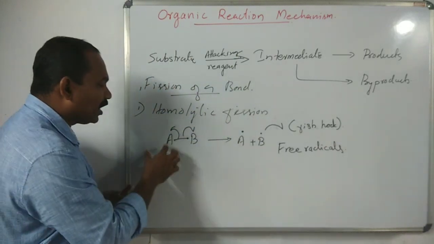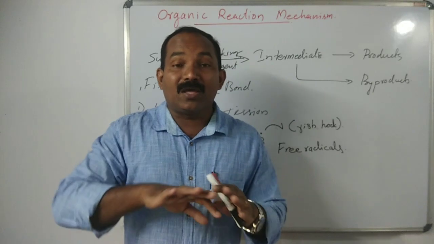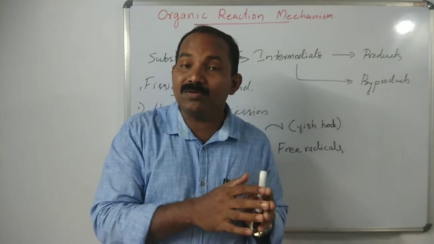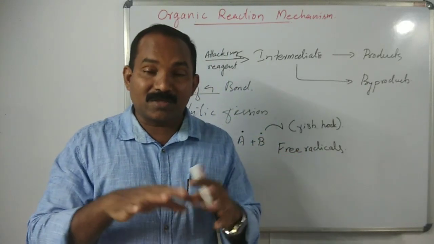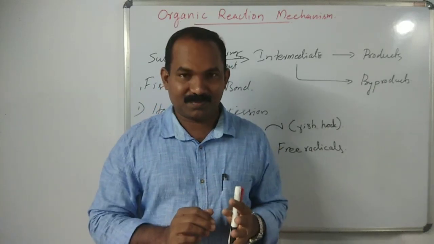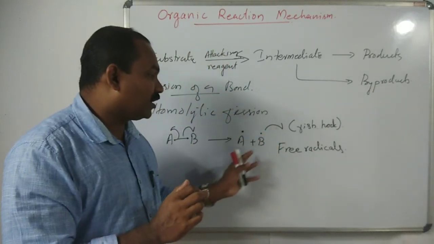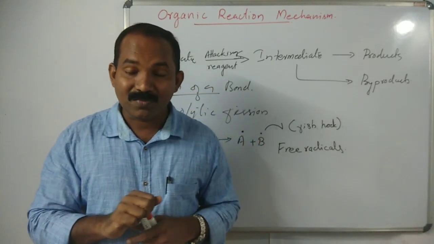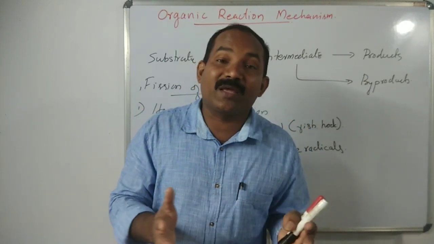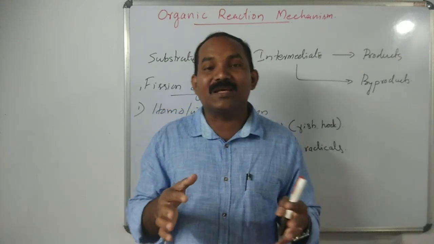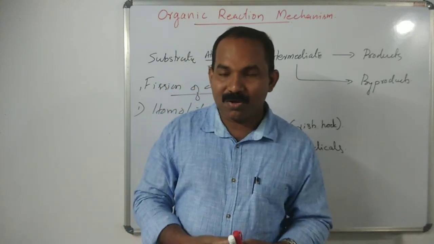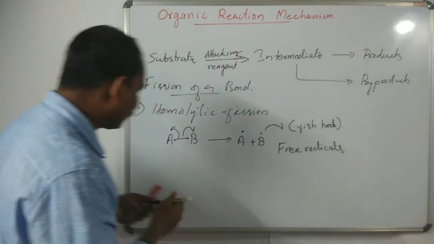Once again, a bond is cleaved with each fragment taking one electron of the two electrons in the covalent bond. The species contains an unshared electron, that's why we call them free radicals. Free radicals are highly unstable, and that's why they are more reactive. Okay, let's take one organic molecule.